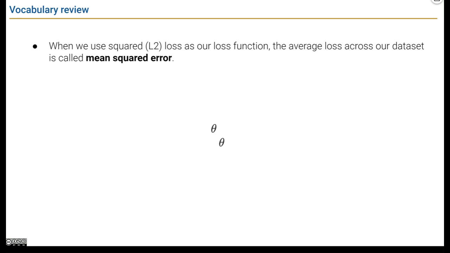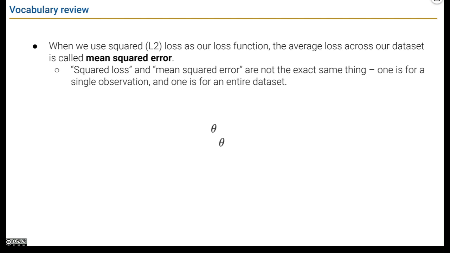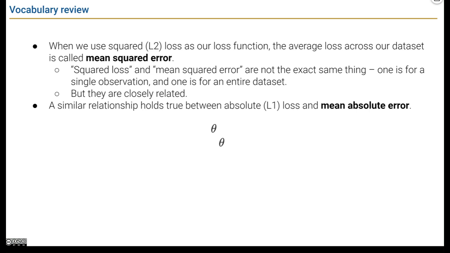First, we talked about our L2 loss and our mean squared error. So squared loss and mean squared error are not exactly the same thing. One is for the single observation, and the other one is your average across the entire data set. So they're closely related. A similar relationship holds true between your absolute or your L1 loss and your mean absolute error.